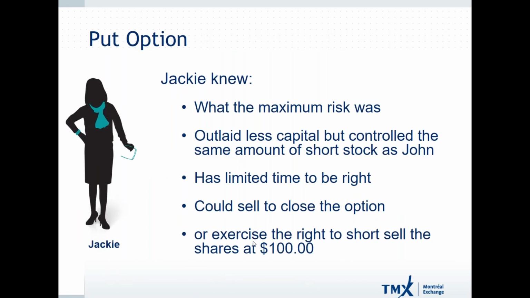Okay, so when we look at this comparison, what we need to understand is that as soon as Jackie implemented this put strategy, she knew what the maximum risk was. We don't have that opportunity if we are just utilizing the underlying shares. Typically, under those circumstances, the risk is undefined and unlimited, technically. The other thing is that Jackie outlaid less capital, but controlled the same amount of short stock as John. But the trade-off is that Jackie has a limited time to be right.